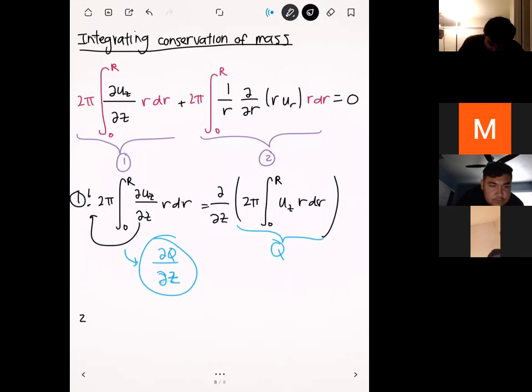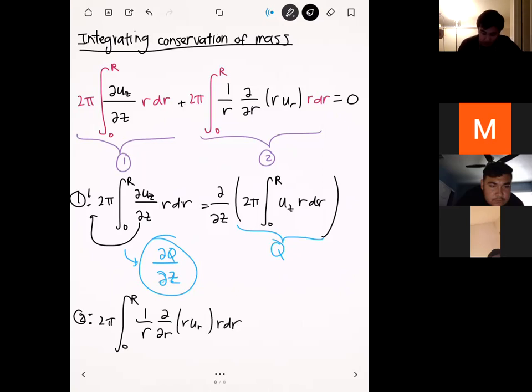And so now let's work on the second one. Okay. And so the second one, we have 2 pi integral from 0 to big R, which is the radius of the vessel. Maybe I should have said that earlier. So big R is the radius of the vessel itself. Okay. Then we have 1 over r, partial r of r u_r, times r dr.